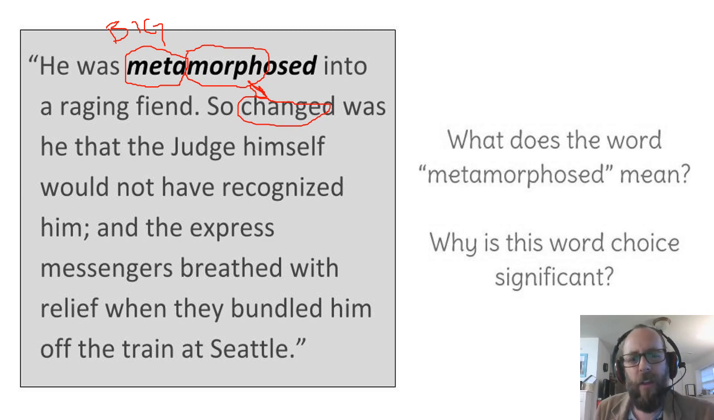So I want you to think about this word choice here. Why is this word significant to the story? Why is this word significant to the character of Buck? Let's go ahead and pause here, and I want you to fill out the rest of that vocabulary chart now that you have an idea of what this word means. Don't advance to the next slide until you fill out the rest of that vocabulary chart for metamorphosed.